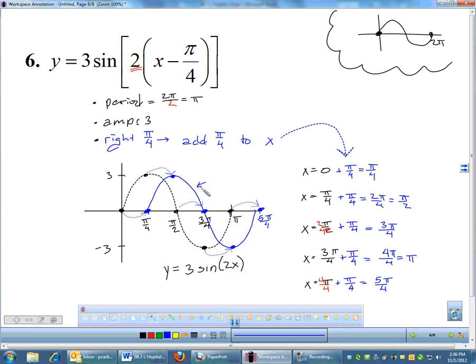of y equals 3 sine 2x minus pi over 4. So there we go. The shifts are a pain in the butt.